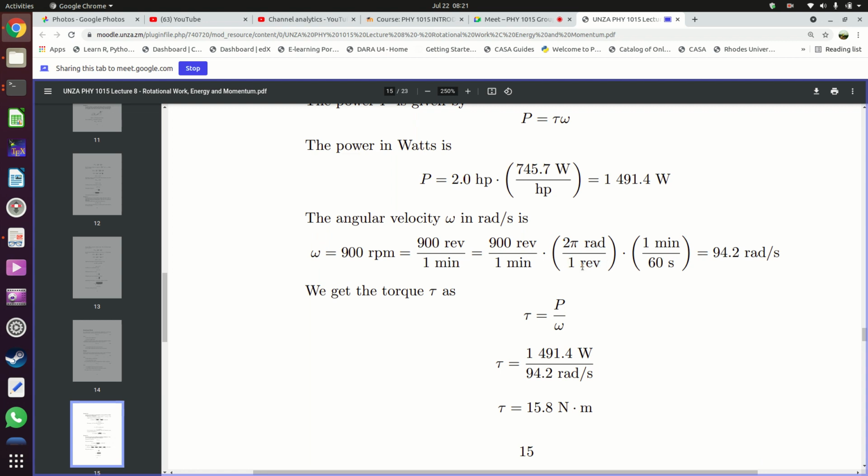So the revolution here will cancel out that revolution. Then we multiply by 1 minute divided by 60 seconds. The minute here is going to cancel out this minute. So at the end of the day, we're only going to have radians per second left. If you work out 900 times 2 pi radians times 1 divided by 1 times 1 times 60, you end up having 94.2 radians per second.